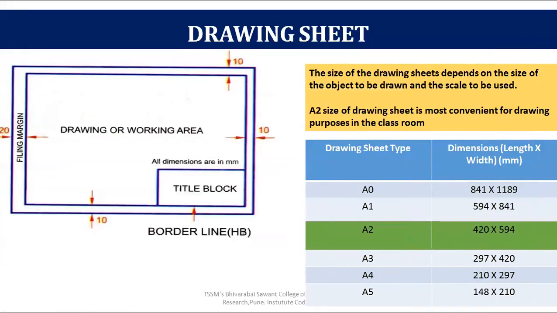Drawing sheet. The drawing sheet is the one on which we actually draw our object. The drawing sheet is placed on the drawing board. The various dimensions of the drawing sheet as per the IS standard are mentioned in the chart. You can see over here. But normally for first year engineering, we prefer the A2 type of drawing sheet.